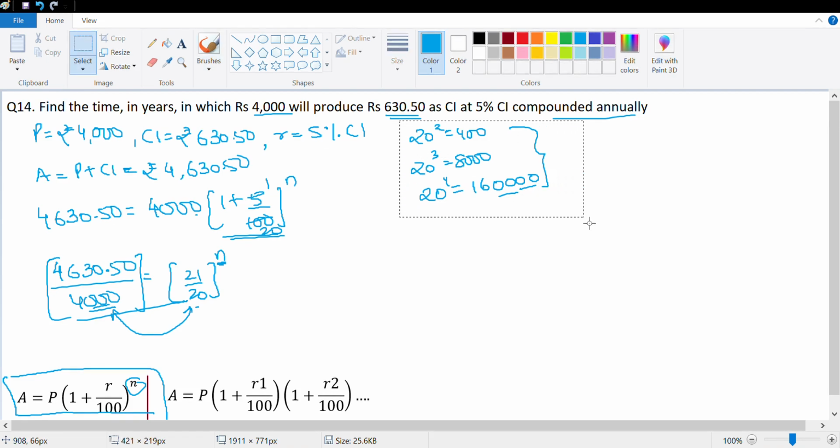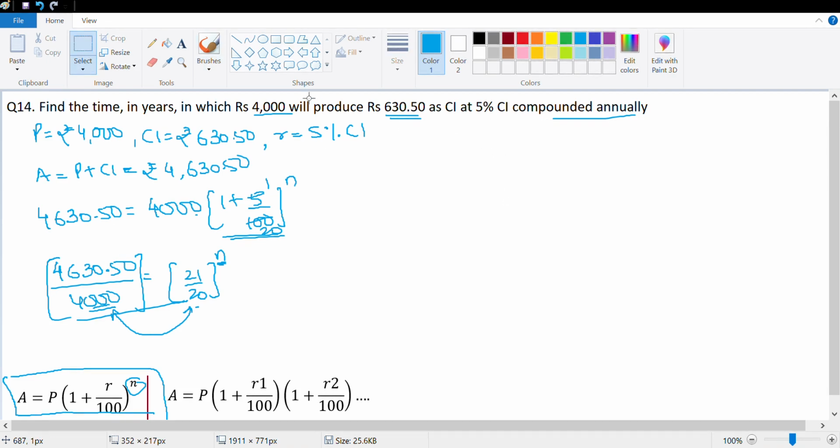It is always preferable to equate the denominator because knowing the value of 21 to the power 3 may not be feasible for all types of numbers, right? So I always recommend: look at the denominator and figure out 20 to the power what can give you this denominator. Well, it can't give me 4,000 ever, which means I can multiply it with 2 to give me 8,000. This will also help me remove the decimal here. So 4630.5 into 2 will give me 9,261 upon 8,000. This is equal to 21 upon 20 raised to the power n.